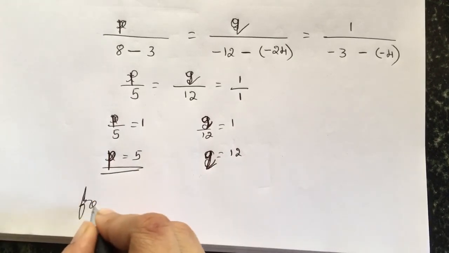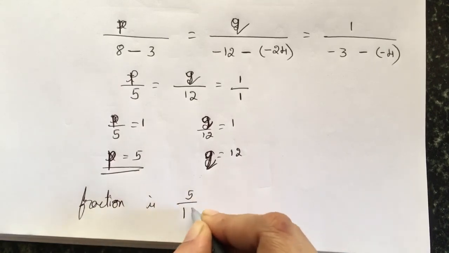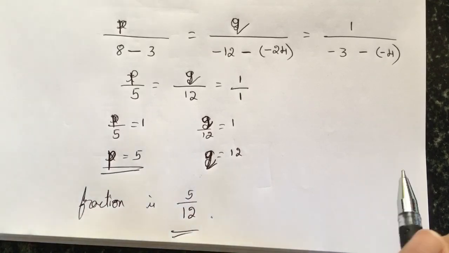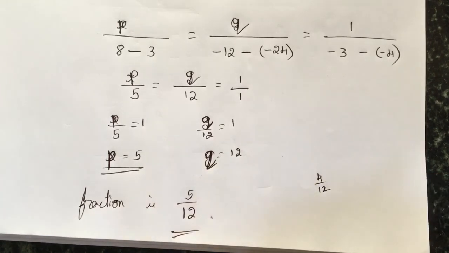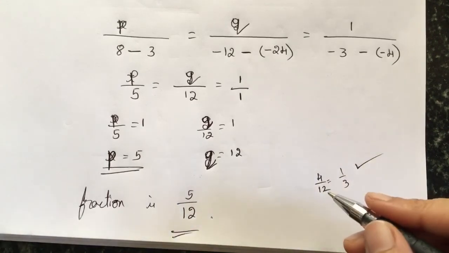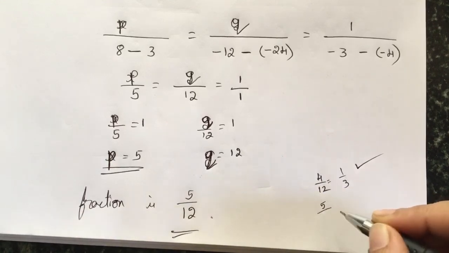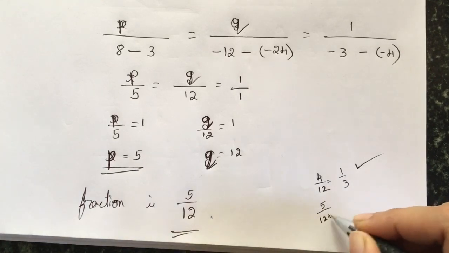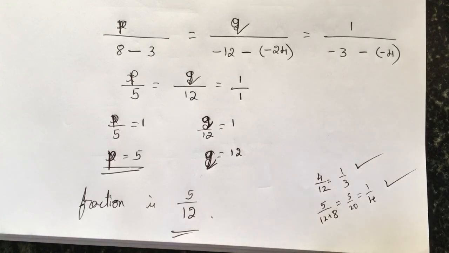So the fraction is p by q. It's 5 by 12. You can cross check now. After subtracting 1 from the numerator, it becomes 4 by 12, which is same as 1 by 3. So answer is correct. Next, you keep the numerator as it is, but add 8 to the denominator. 12 plus 8. It's 5 by 20, which is same as 1 by 4. So your answer is correct.